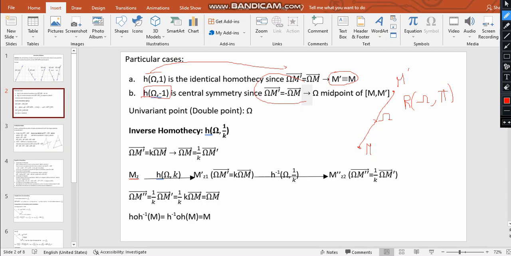Inverse homothety: suppose you have H with center omega and ratio 1 over K. From before, we know that omega M prime is K omega M. Suppose you have H of center omega and ratio K, and H prime, another one with the same center and ratio K prime. We're going to realize that if K and K prime are inverses of each other, I mean here 1 over K, then if you do H rho H prime, the image of the point M will be the same as the point M. So let me do it in GeoGebra, and then we're going to prove it here.